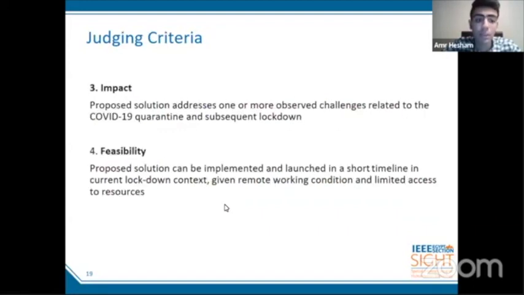The third one is impact, because the proposed solution should address one or more observed challenges related to the COVID-19 quarantine and the subsequent lockdown decisions. Feasibility: the proposed solution can be implemented and launched in a short time, for example from 1 to 3 months, in the current lockdown context, given remote working conditions and limited access to resources.